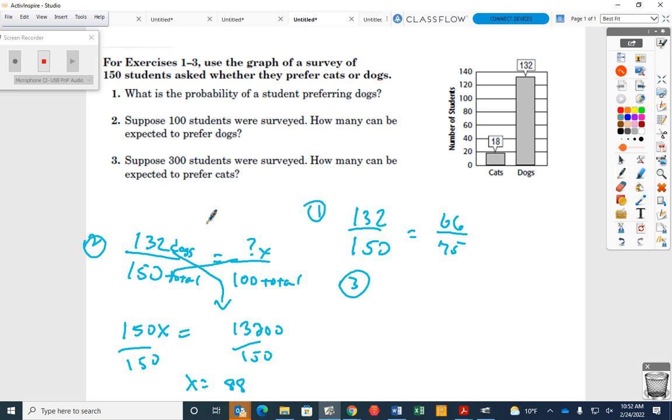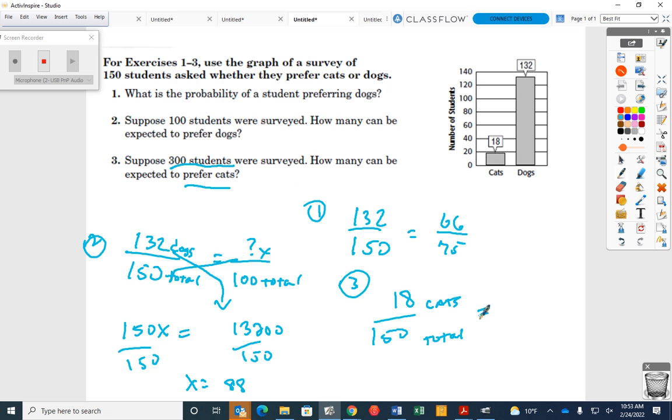Okay, this says, suppose 300 students were surveyed. How many would we expect to prefer cats? Well, the first thing, if this is based on experimental probability, we need to know how many of these 150 chose cats, which is what? 18. 18 out of 150. Do you understand this is cats and this is the total, right? And this says out of what?